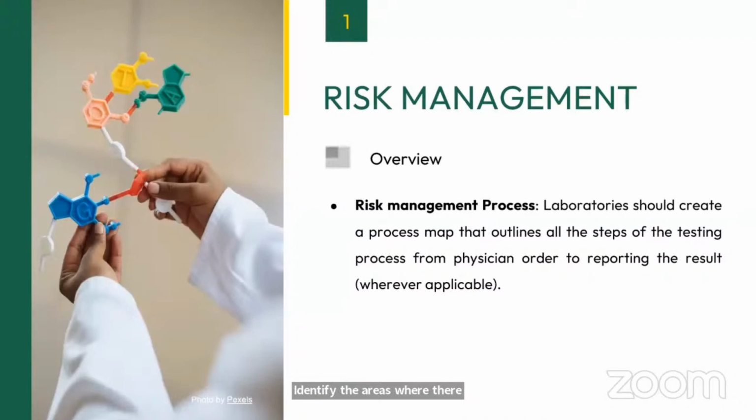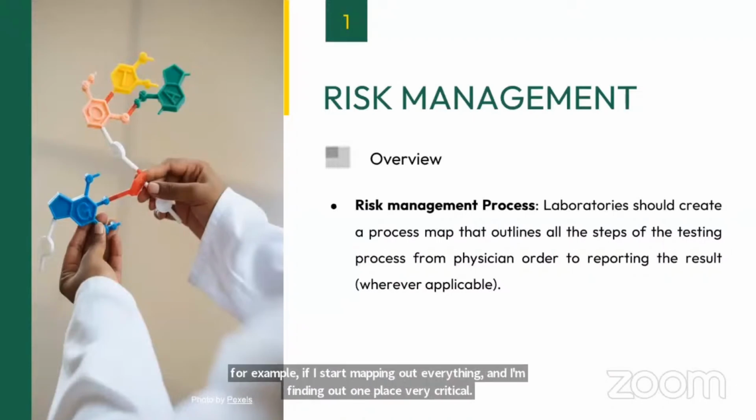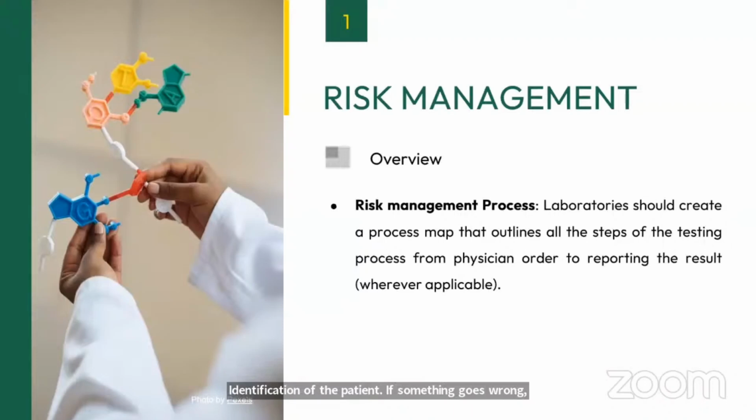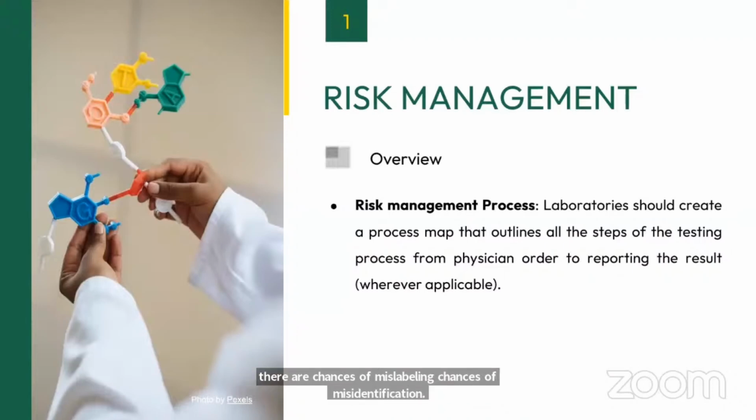So, for example, if I start mapping out everything and I find one place very critical: identification of the patient. If something goes wrong, if the patient is not identified appropriately, then there are chances of mislabeling, chances of misidentification, which is going to affect all the other processes in your laboratory. And finally, a wrong report goes to the patient, which will either deny the treatment or the patient may be wrongly treated. So this is the process of identifying the risk in your laboratory.